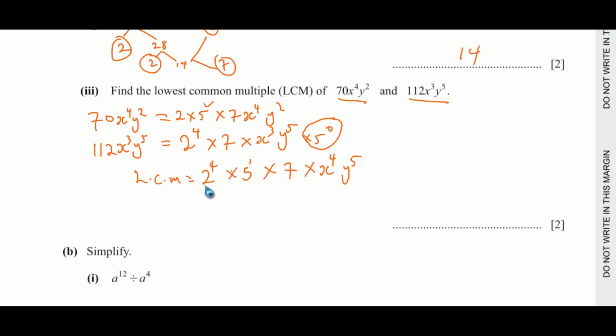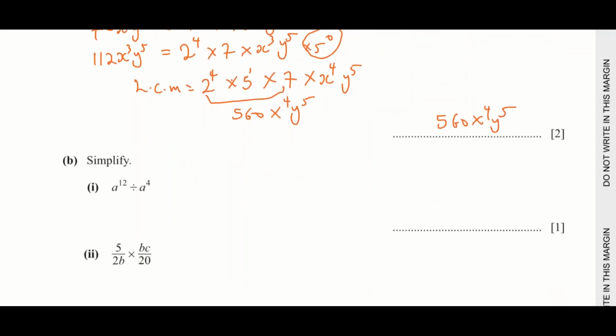Okay, so now 2 to the power of 4 times 5 to the power of 1 times 7. So these 3, we multiply to 560, then x to the power of 4, then y to the power of 5. So that will be our final answer. So it will be 560 x to the power of 4 and y to the power of 5.